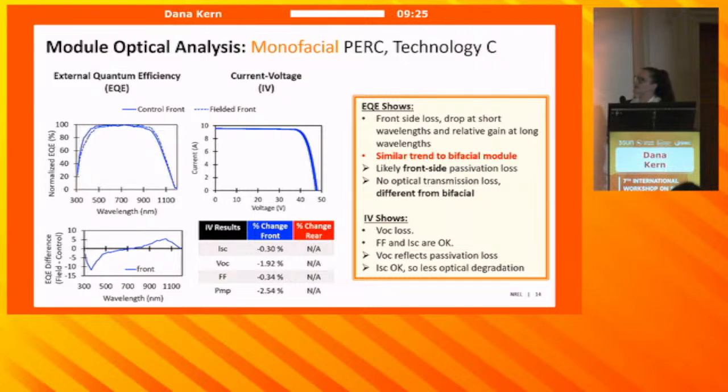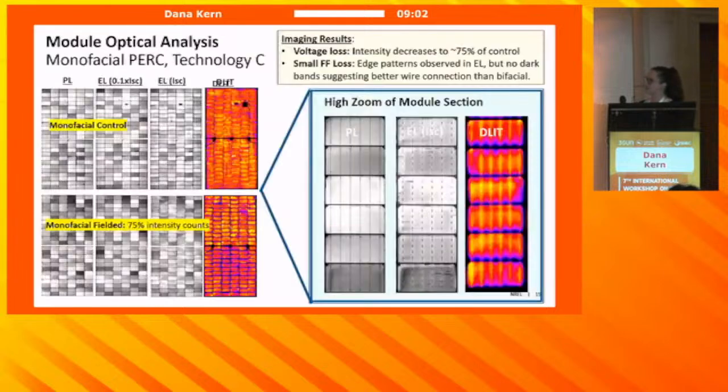So this is a comparison with the monofacial counterpart of that PERC module. Again, in the EQE difference plot, we see a typical signature of front-side surface passivation loss, and that's reflected in this decrease in VOC. We see less ISC loss for the monofacial modules compared to the bifacial modules, suggesting that this maybe had a more stable encapsulant.